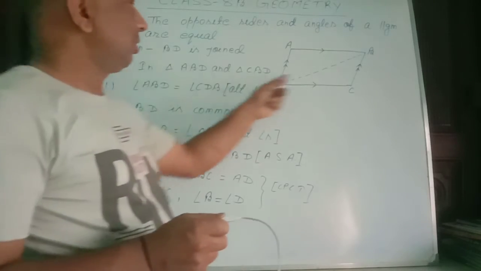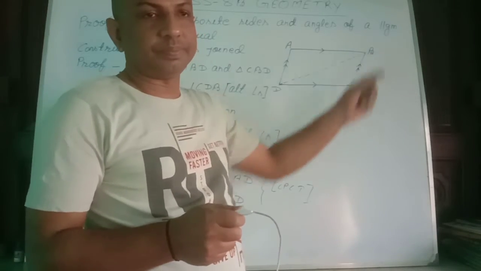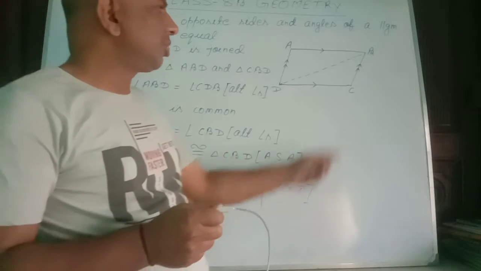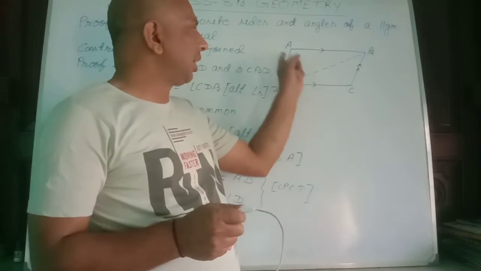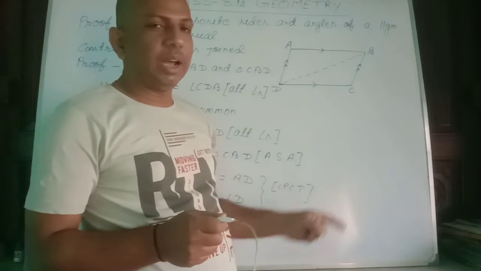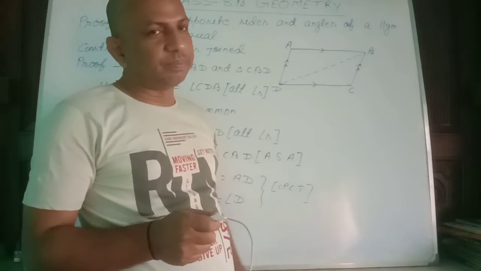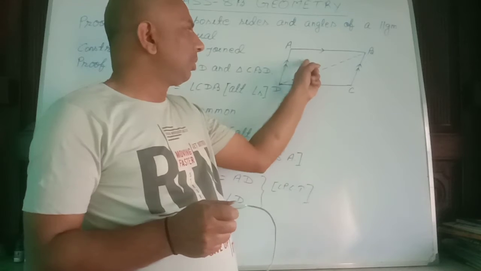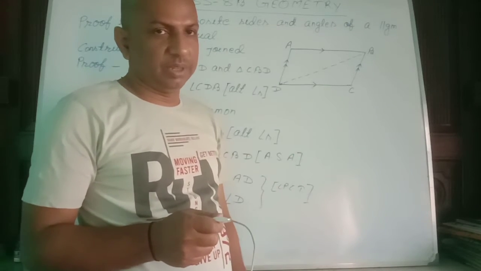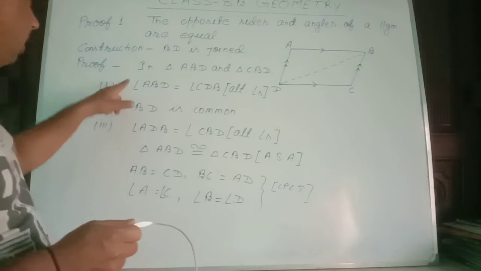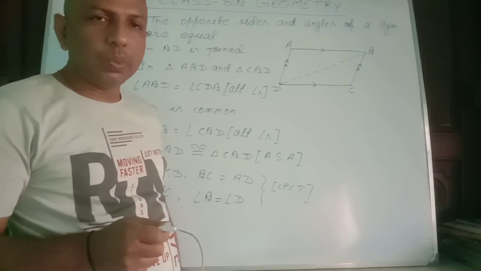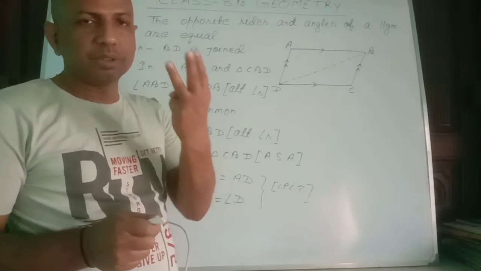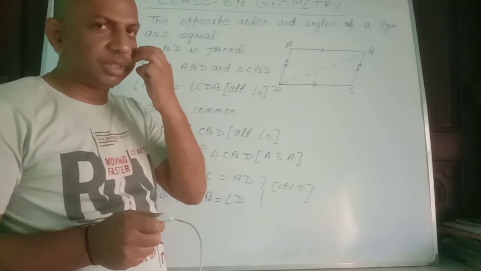In this construction, BD is joined. After joining BD, we are getting two triangles: triangle ABD and triangle CBD. I have proved these two triangles are congruent. For that, in triangle ABD and triangle CBD, we need 3 conditions to prove those two triangles are congruent.